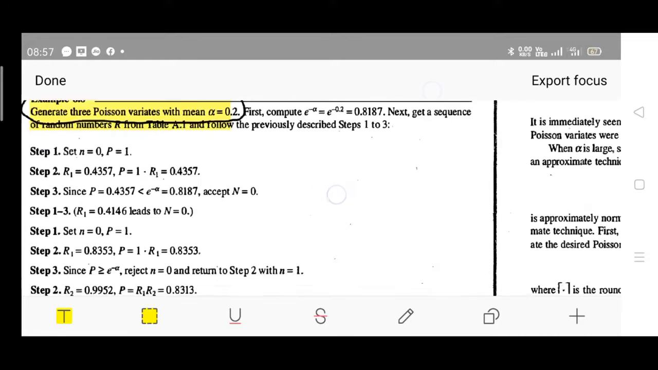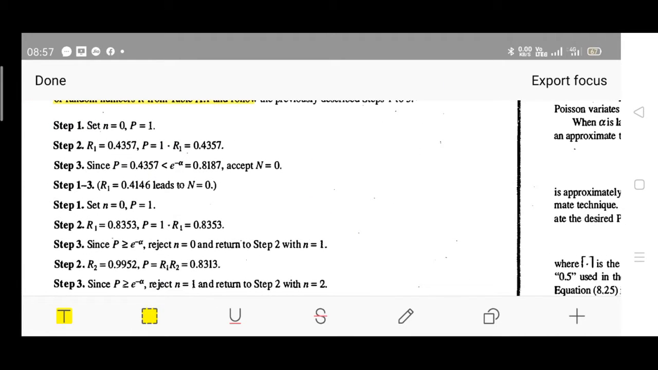So you are supposed to follow steps 1 to 3. In the previous video we discussed the steps. Steps are very easy. First step is initialization: n is 0, P is 1. You have to remember this for Poisson distribution, P is 1, n is 0. Then let R1 be the random number, no need to worry, it will be given. R1 is equal to 0.4357.